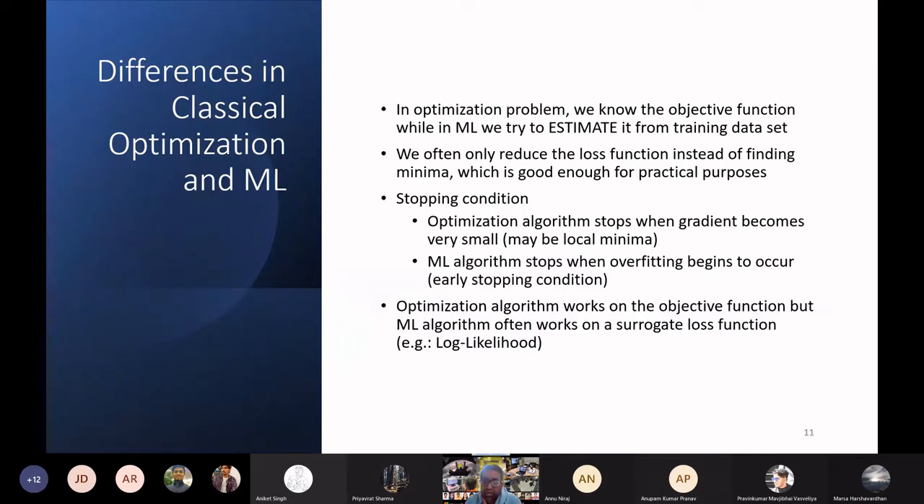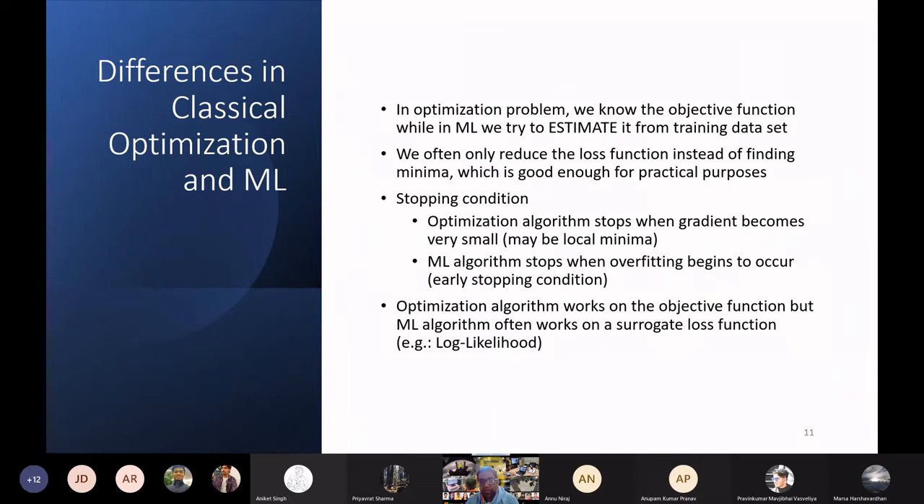And based on that, we will have the rest of the lecture where we will see what we can do about it. So in optimization problem, we know the objective function. And then we have a set of constraints or other conditions. But in ML, we try to estimate it from training data set. In optimization problem, we try to find the optimum. That's why it's called optimization. We are trying to find maxima, minima. In machine learning, many times it's good enough if we can only reduce the value of the error function up to a limit which is acceptable for practical purpose.